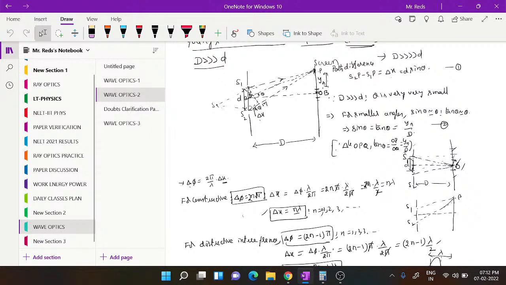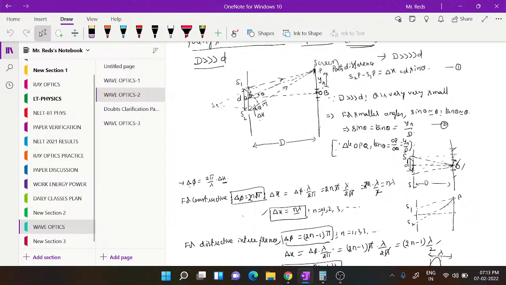So, what's going on here is, when white light is used in the YDSE, Young's double slit experiment, interference patterns due to different colors of white light overlap incoherently. The central bright fringes for different colors are in the same position, and therefore the central fringe is white.